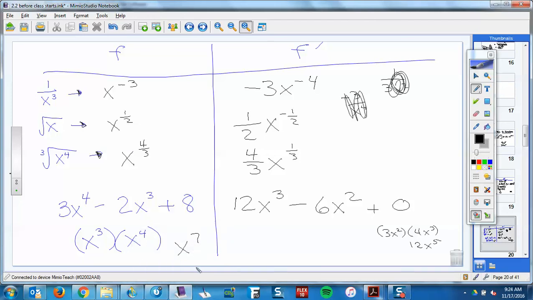And what's the derivative of x to the 7th? 7x to the 6. Is that 12x to the 5th? No. So, we just learned an important thing there. If you have two functions multiplied together, you can't just do their individual derivatives. We're going to have a special rule for that.